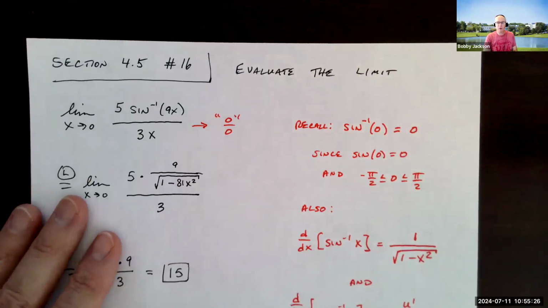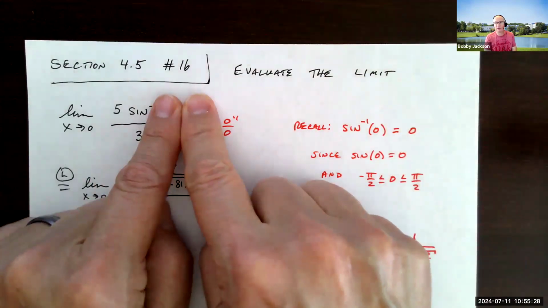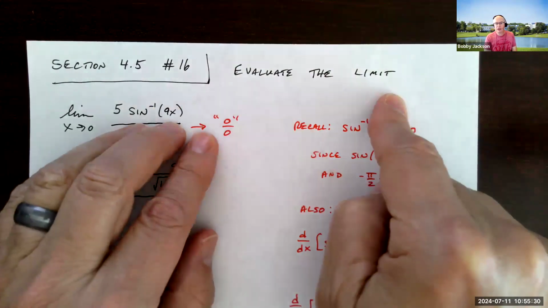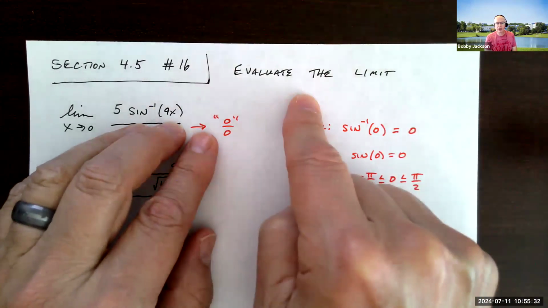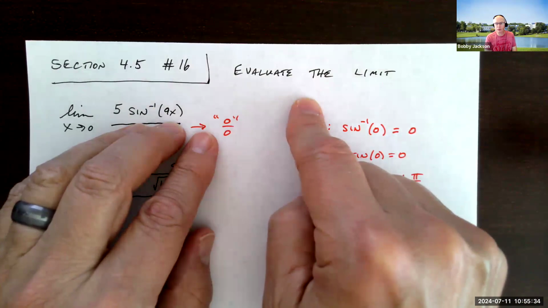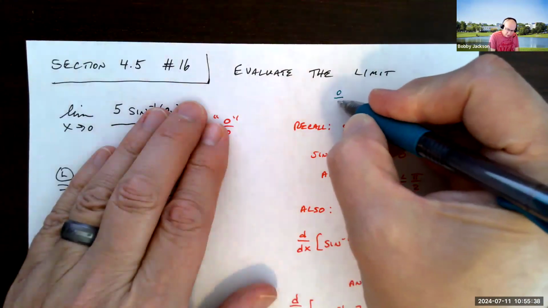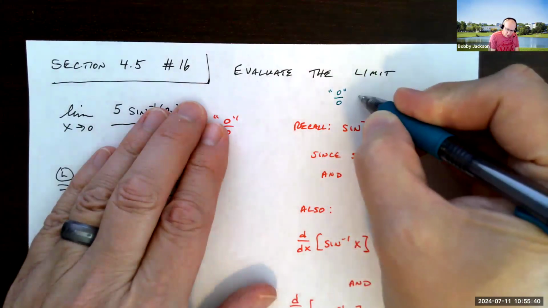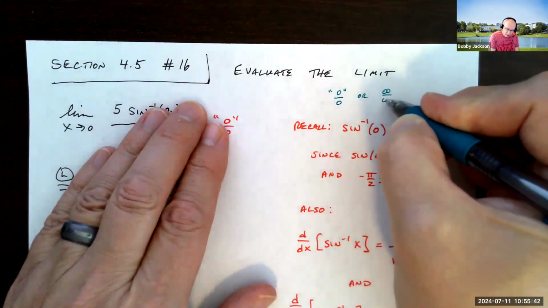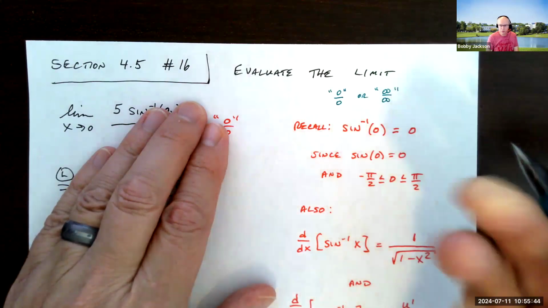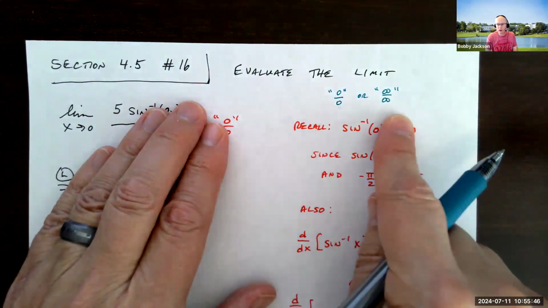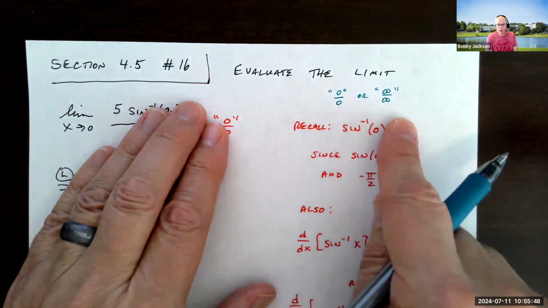We're going to look real quick at number 16 in section 4.5. It just tells us to evaluate the limit. Of course, we're anticipating in this section that L'Hopital's rule might appear. Remember L'Hopital's rule, we're looking for limits of the form 0 over 0 or infinity over infinity. Those indeterminate forms, generally speaking, are where we'll use L'Hopital's rule.